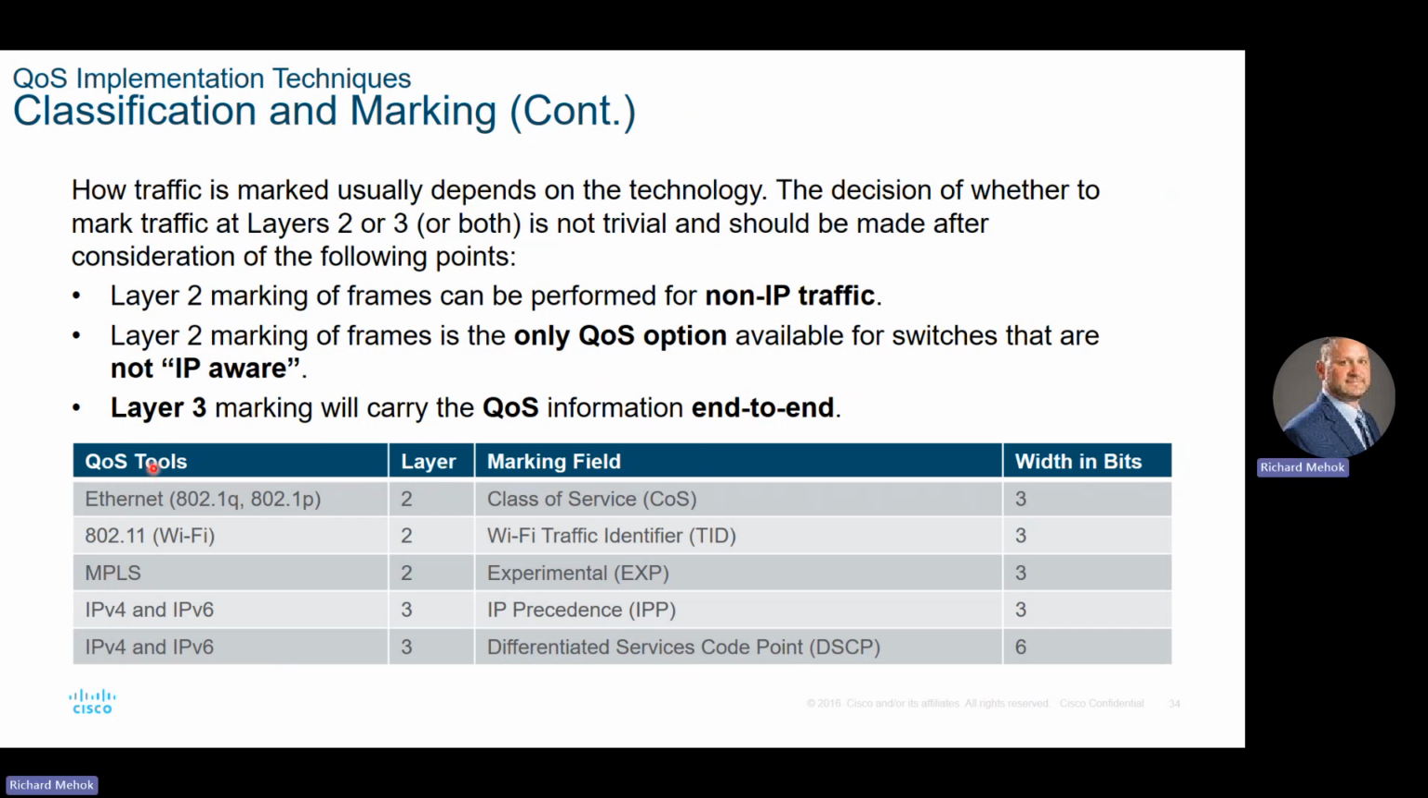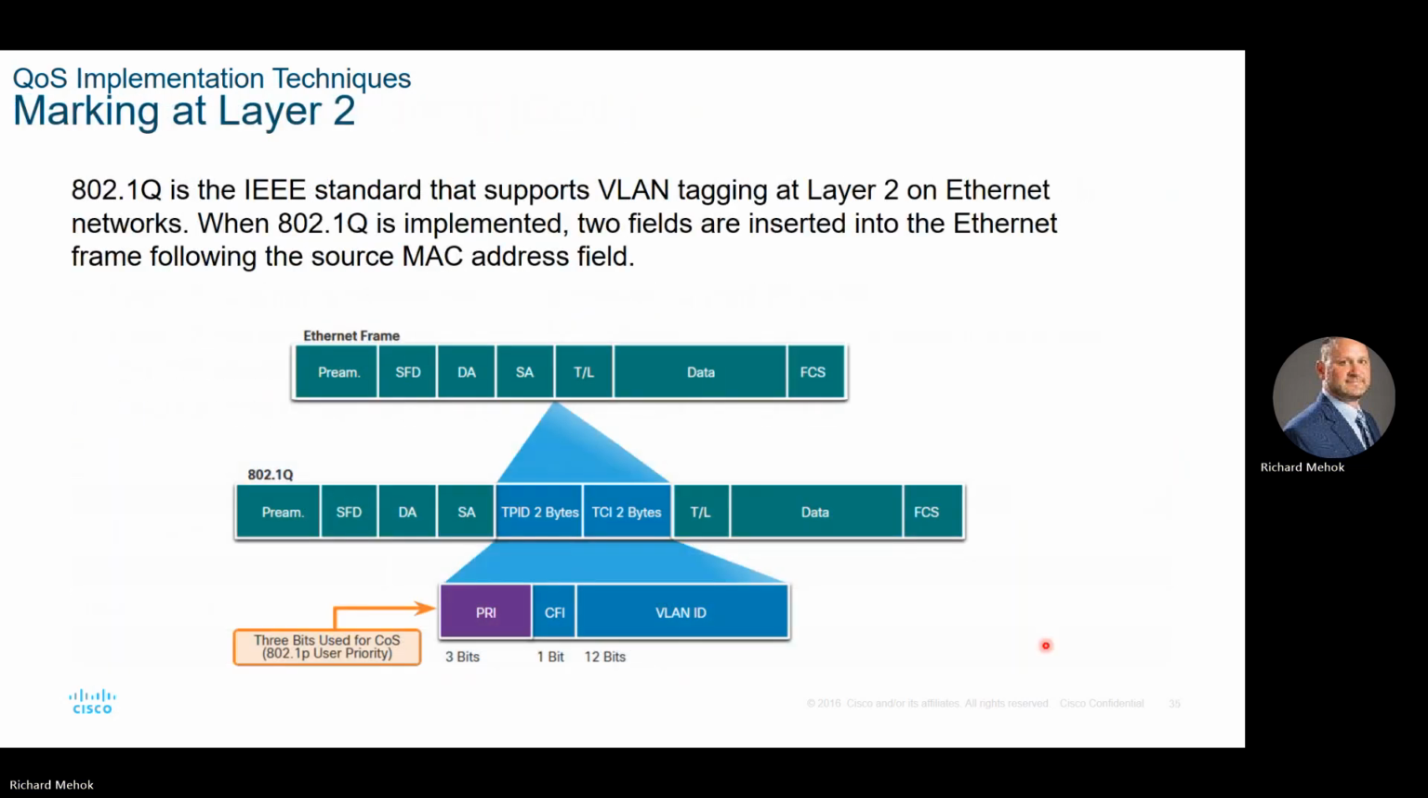And then here's our quality of service tools and the marking classes. And then here's your width in bits. You can see layer 2 is 3 bits wide, and then there's a 6. Within the Ethernet frame, we have 2 fields, and we're going to use it for 802.1p, user priority. So it's 3 bits. And if we use 3 bits, we get a total of 8, 0 through 7. And then the CFI and the VLAN ID.